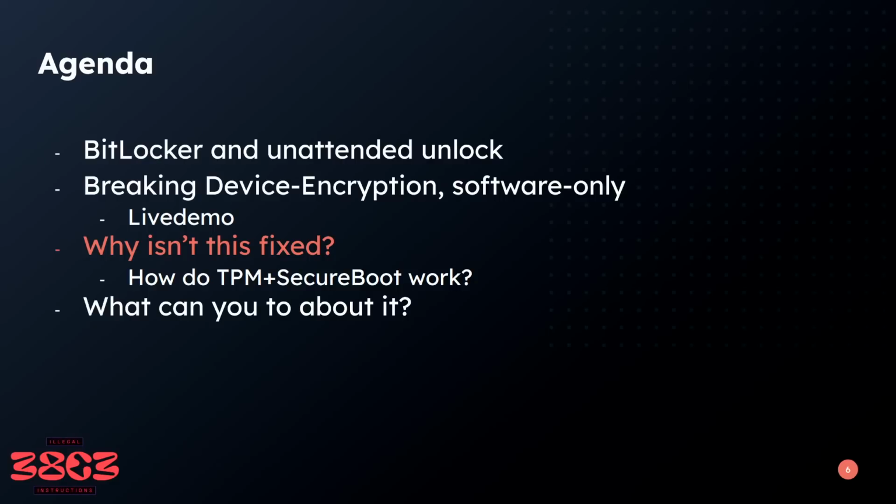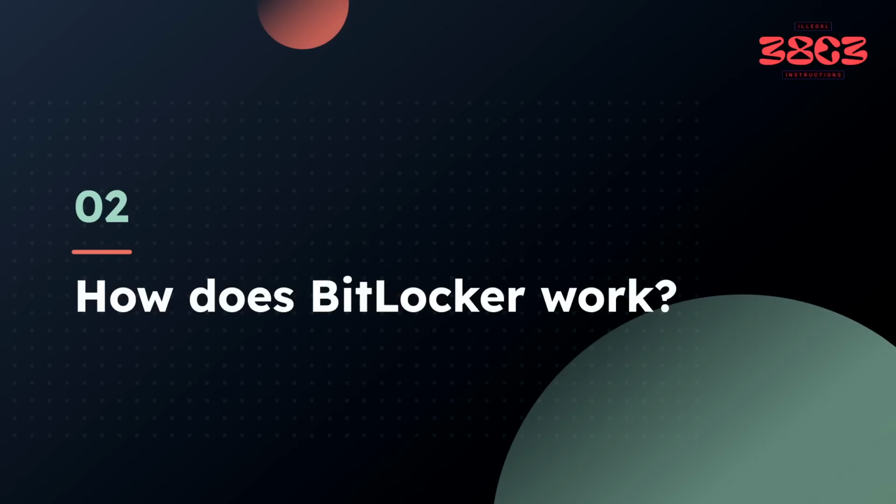So in our talk here, we have a short agenda. We look at BitLocker and talk a bit about what unattended unlock is. Then we're going to talk about how we're going to break that, software only. We will live demo that. Got my second laptop for that. And then, why isn't this fixed? This is really for me the most interesting part here. What led to this bug still being present? And finally, what can you do about it if you want to have more secure devices?